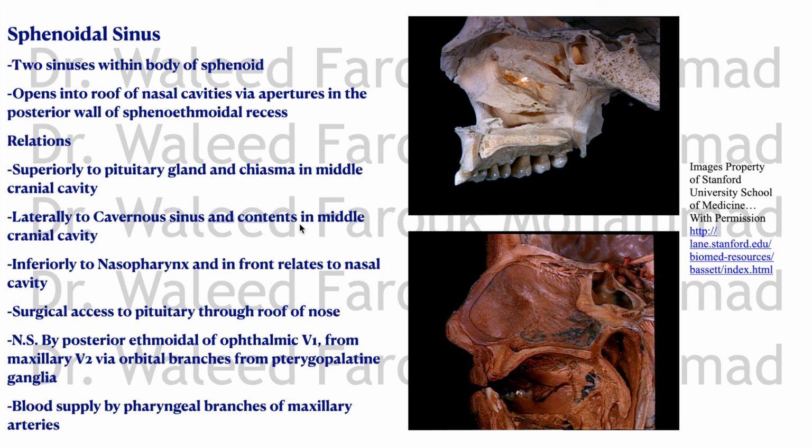The nerve supply is by the posterior ethmoidal of the ophthalmic, and the blood supply by the pharyngeal branches of the maxillary arteries. That would be all for today.